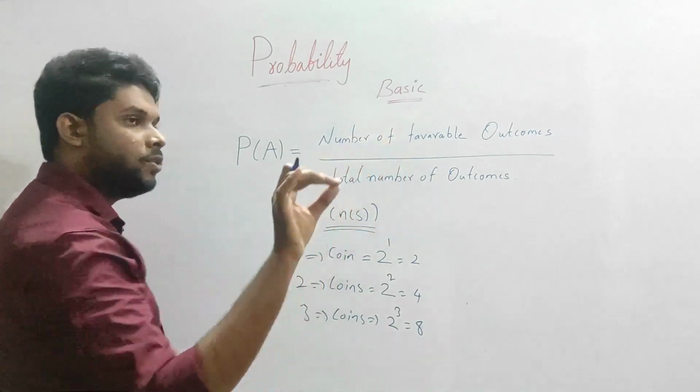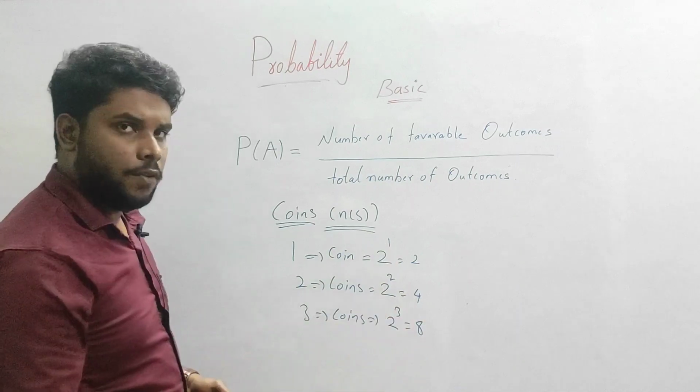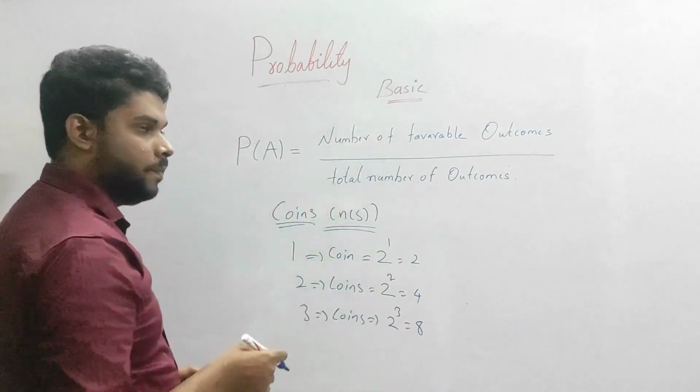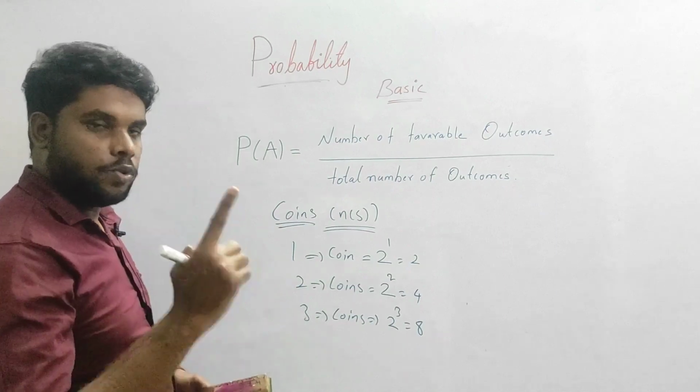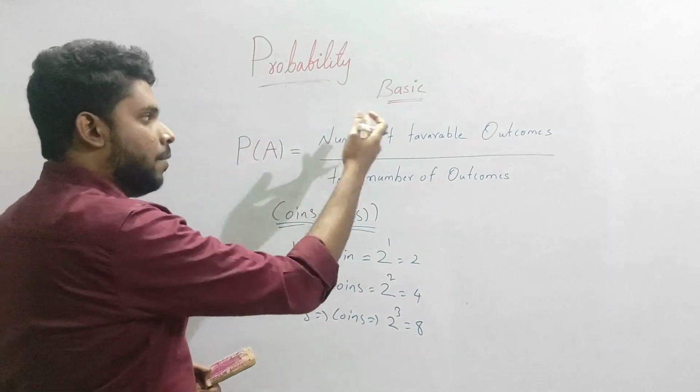And n(A) depends on the question. For example, if I say one coin is tossed, what is the probability of getting head? That is the favorable outcome. In one coin there is only one head, so n(A) here is 1. So this depends on the question, and we will solve the question by taking n(A).